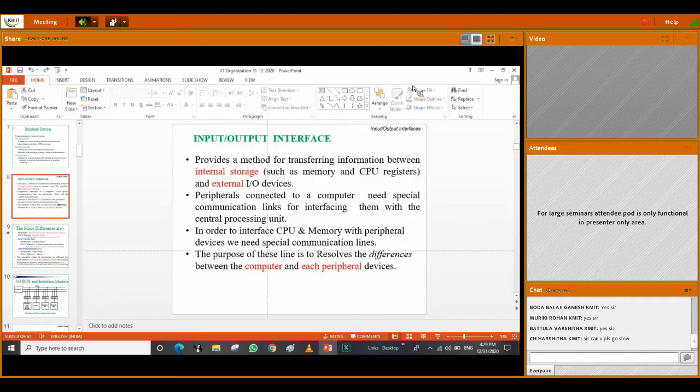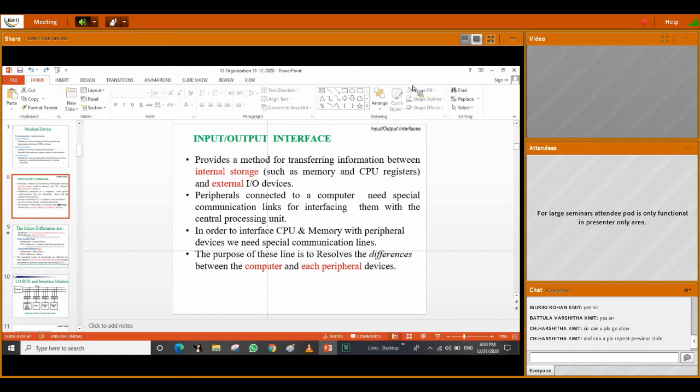Coming to the input output interface, here we are providing the transfer of information between internal storage and external IO devices. Internal storage is memory and CPU registers. Peripherals connected to a computer need a special communication link for interfacing them with the central processing unit. In order to interface the CPU and memory with a peripheral device, we need special communication lines.